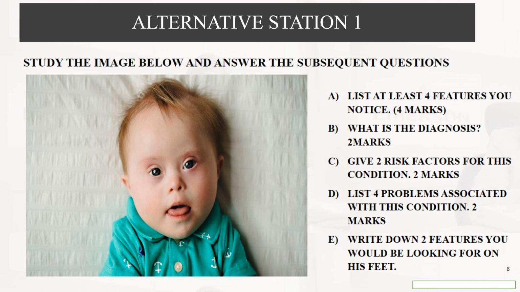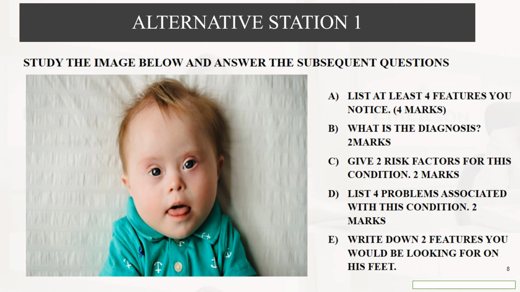Then write down 2 features you will be looking for on each foot. On the feet we have a sandal gap, meaning there is a big space next to the big toe. That's what we call a sandal gap. Apart from the sandal gap, they also have increased plantar creases. Usually on the hand they have a single palmar crease. What about on the foot? On the foot they have increased plantar creases.